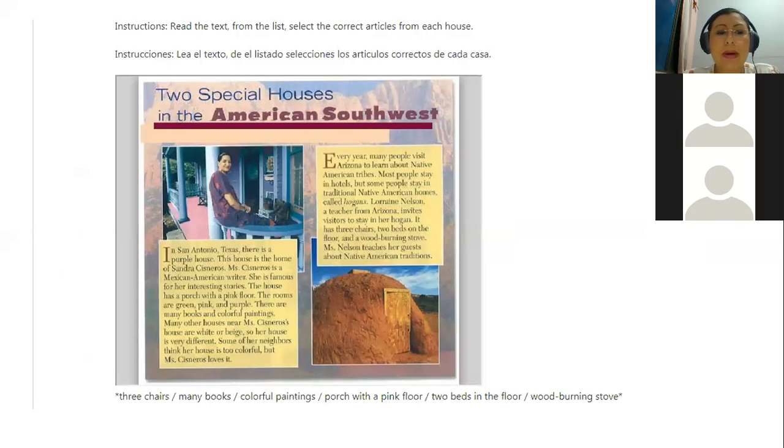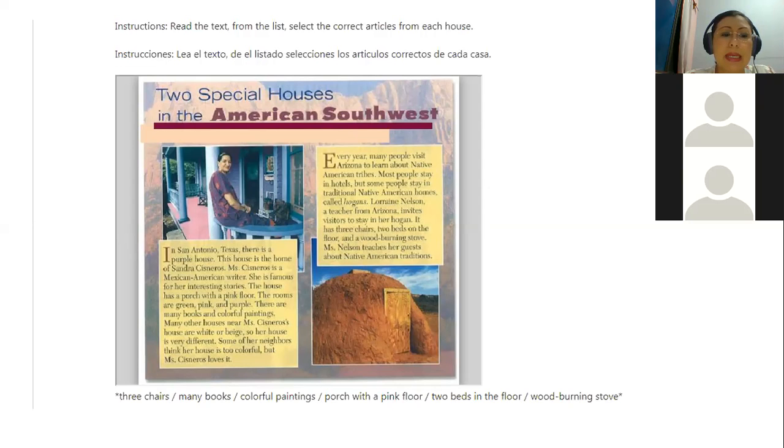We are talking about a house in San Antonio, Texas. It says in San Antonio, Texas, there's a purple house. The house is the home of Sandra Cisneros. Remember that house is the infrastructure, the walls, the roof, and all the external parts that we learned in the vocabulary. But the home means the place where the family lives. So it's something more related to the family more than the building itself. So this house is the home of Sandra Cisneros.